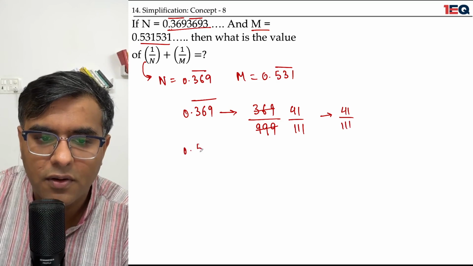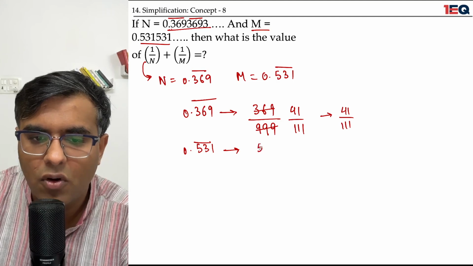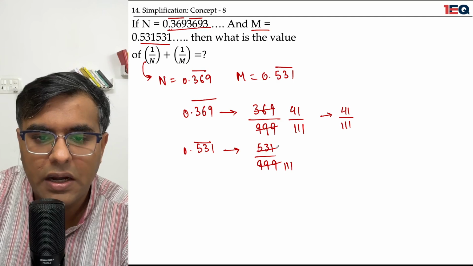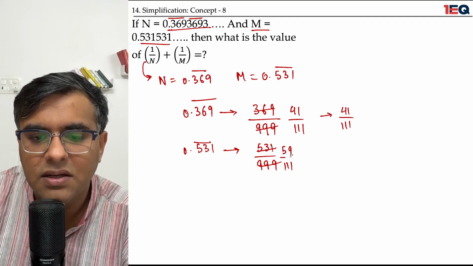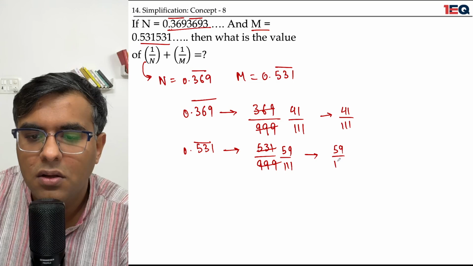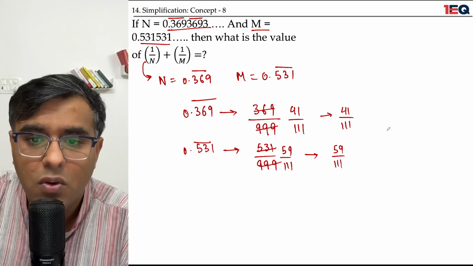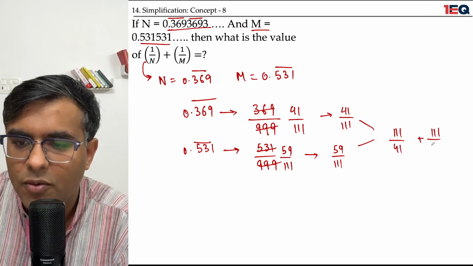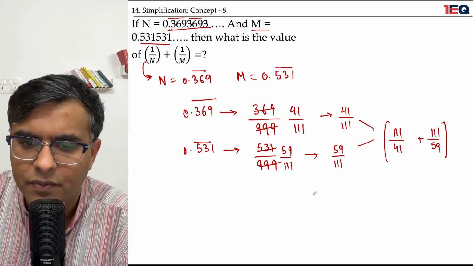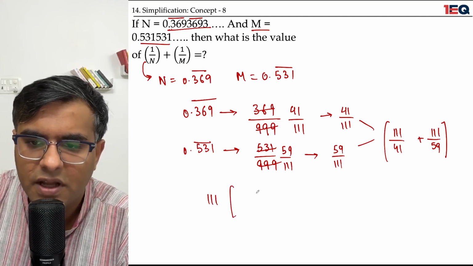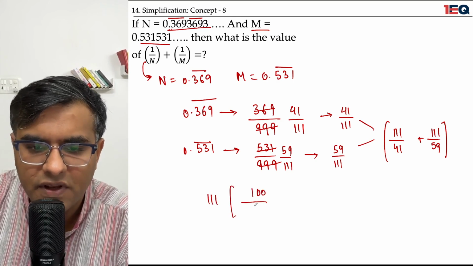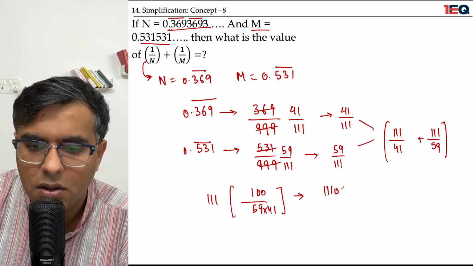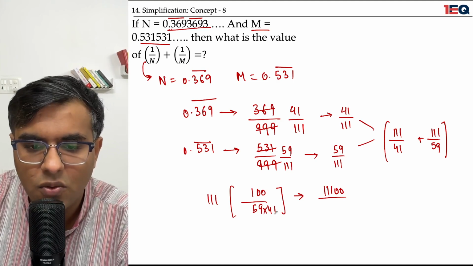Similarly, for m, 0.531, there's a bar over here. To remove all the digits under the bar, I would use one digit 9 each. So 999, and 9 triple ones are 111, 9 fives are 45 and 9 nines are 81. This comes out to be 59 by 111. Now I simply have to flip them. Flip them means 111 upon 41 plus 111 upon 59 and add them up. 111 would be taken as common. 59 plus 41 would give me 100, and 59 multiplied by 41 is something I would have to do. So this gives me the answer 11100 upon 59 into 41.